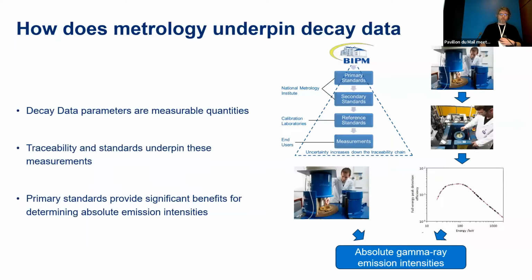And then we can talk about how metrology underpins decay data. So Dennis has given a very excellent talk about metrology and traceability and how this is useful for activities. And he also showed that you can turn it around. So if you know the activity of something, you can work out the decay data or emission intensity. So as I said a lot previously, decay data parameters are measurable quantities. If you've got something that's measurable, you should probably have standards and traceability that underpin measuring these quantities, because we can all take them.